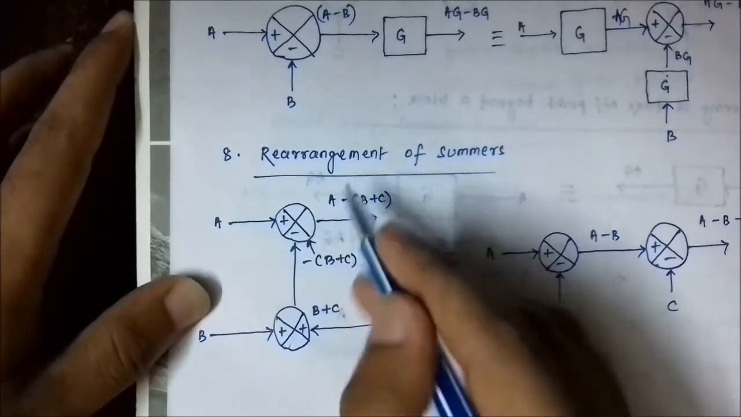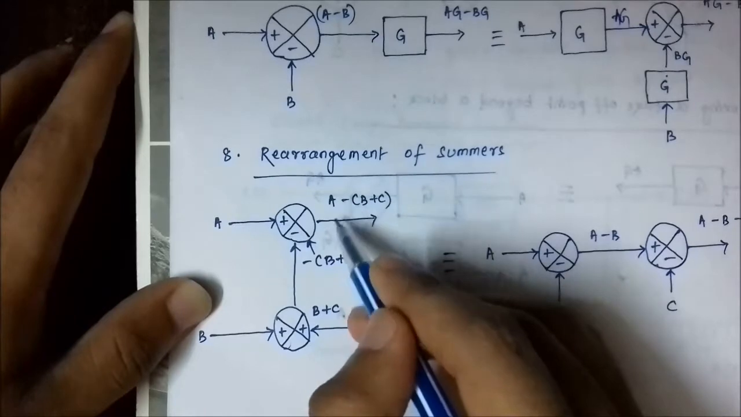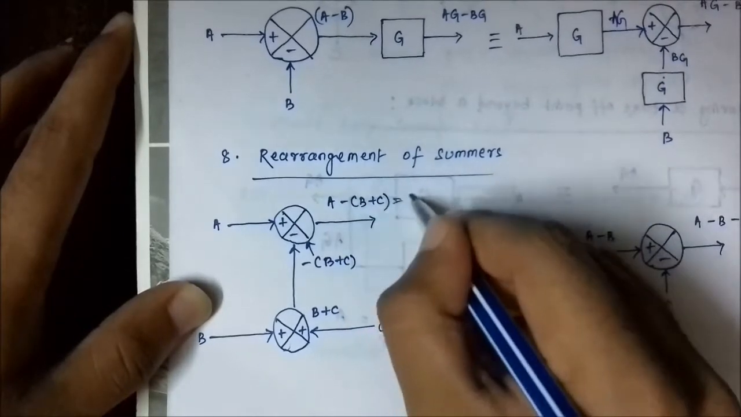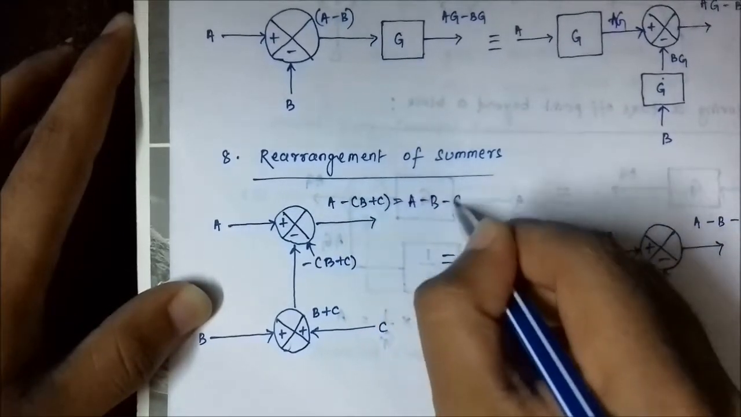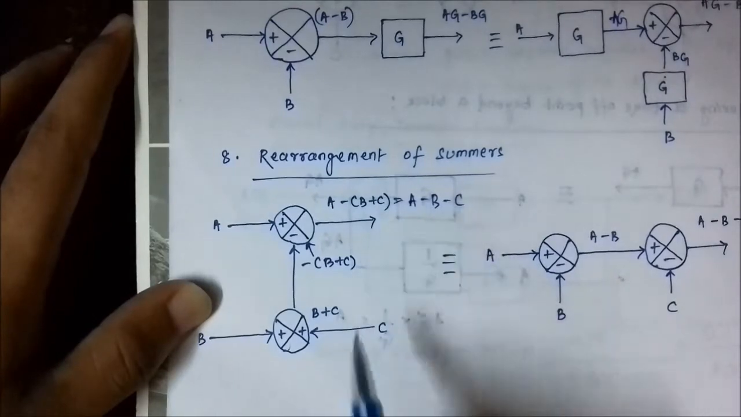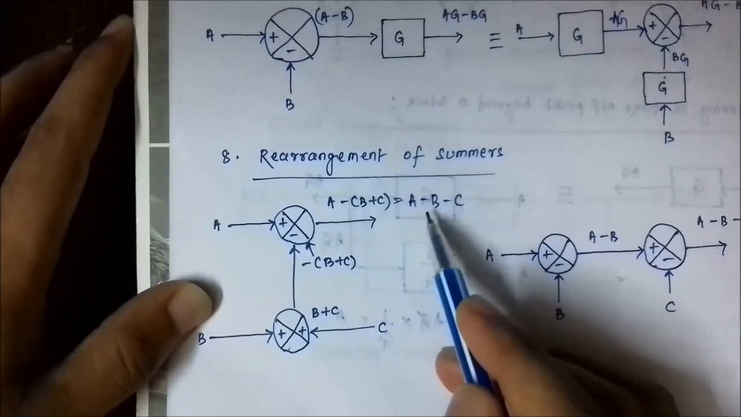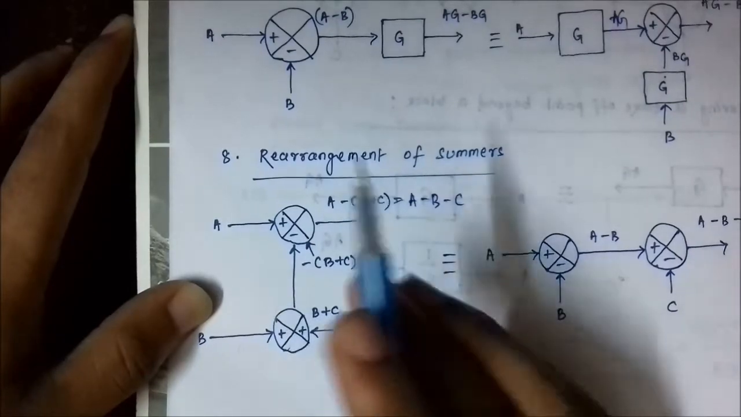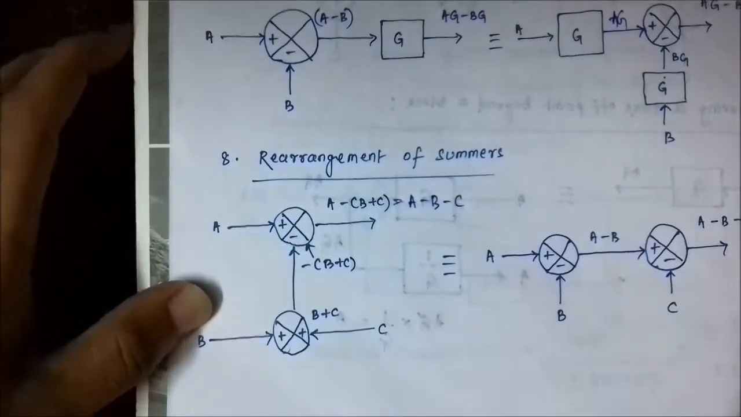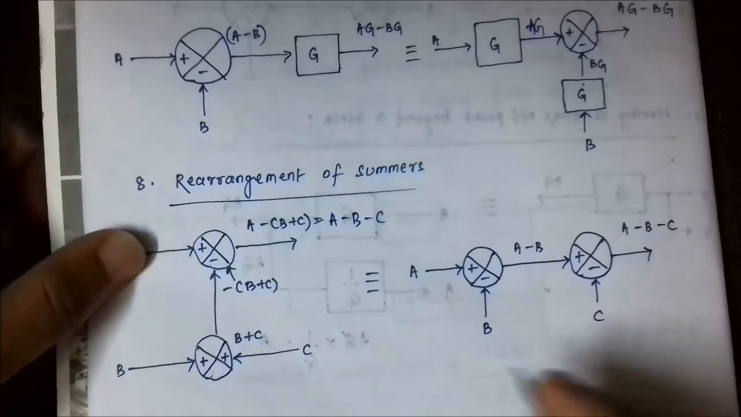Here it is the A signal, so the net output of the system is A minus (B plus C), or it is A minus B minus C. So you need to make sure that whenever you arrange these summers, the net output should be A minus B minus C, no matter how you do it. So we are going to do it this way.